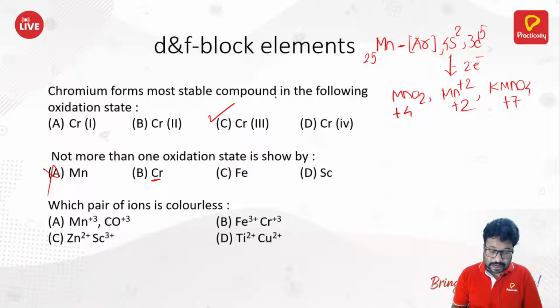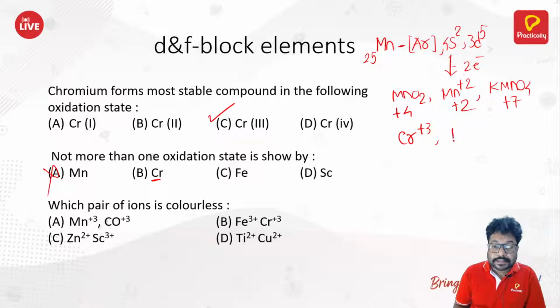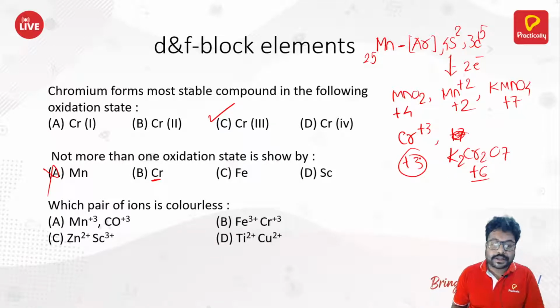Chromium we just saw in the upper example, right? Chromium doesn't exist in plus 1. It can exist in a plus 3. Plus 6, K2Cr2O7, not plus 7, my bad. Here chromium is in a plus 6. Here it's in a plus 3. So chromium can also exist in 2 oxidation states, and they're asking which element exists in only 1 oxidation state. So chromium cannot be our answer also. Then you have iron.